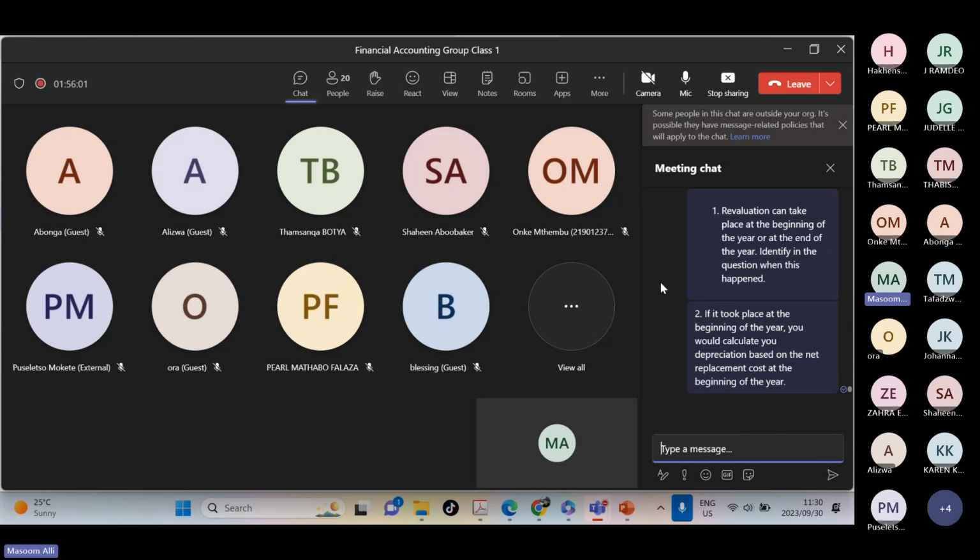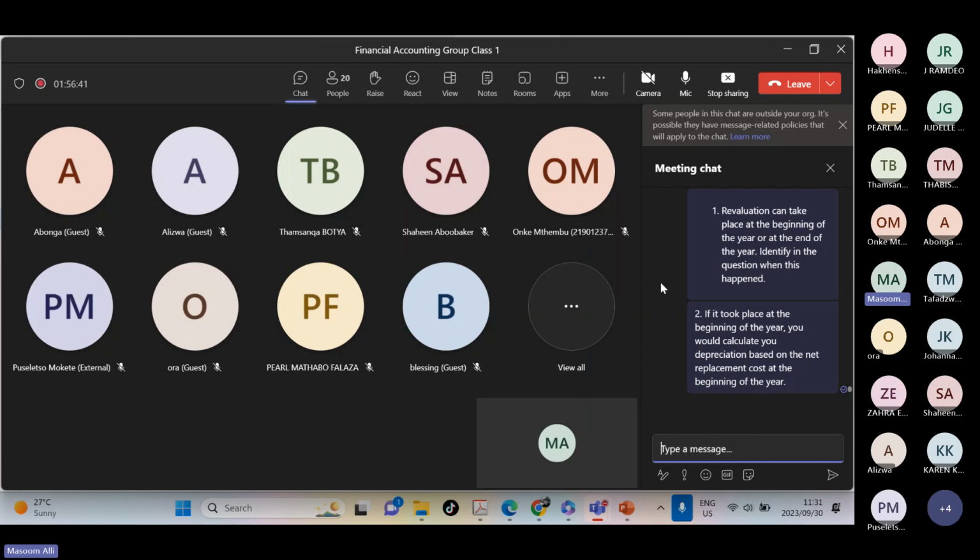Okay, so if it took place at the beginning of the year, all that's going to happen is that you're just going to do your revaluation at the beginning of the year. So those journal entries are fine. That's not the issue. You're going to debit your asset at the new value, and credit it at the old carrying amount. Then you'll have the difference as your revaluation surplus or deficit. But you will calculate depreciation for the year based on the new carrying amount, or this net replacement cost at the beginning of the year, and then you will get to your carrying amount at the end of the year as normal.